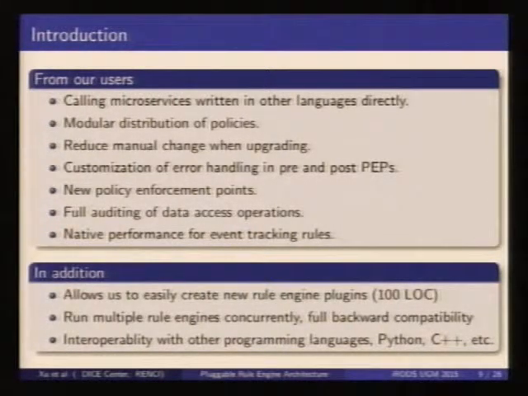First of all, simplicity. I want to allow the users, and by the users I mean people other than me, to create new rule engine plugins by writing only 100 lines of C++ code. So if they want to implement a plugin that allows you to run Python microservices, for example, they should only have to write 100 lines of C++ code to create that plugin.